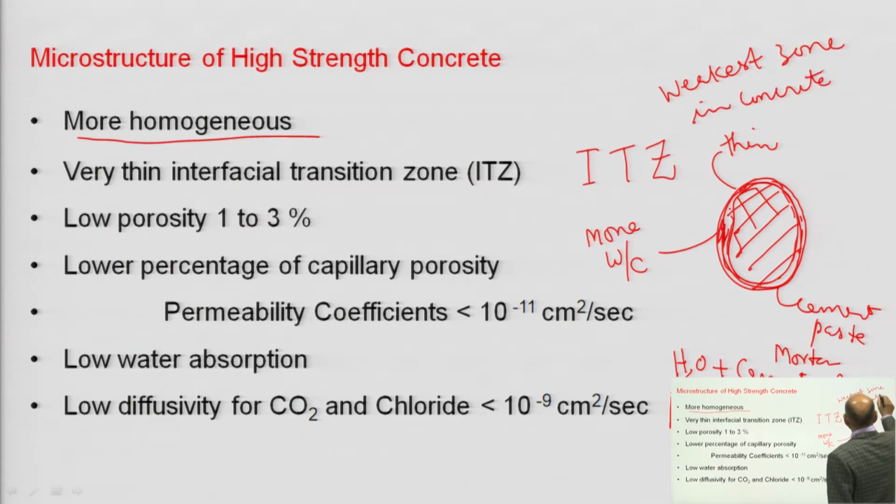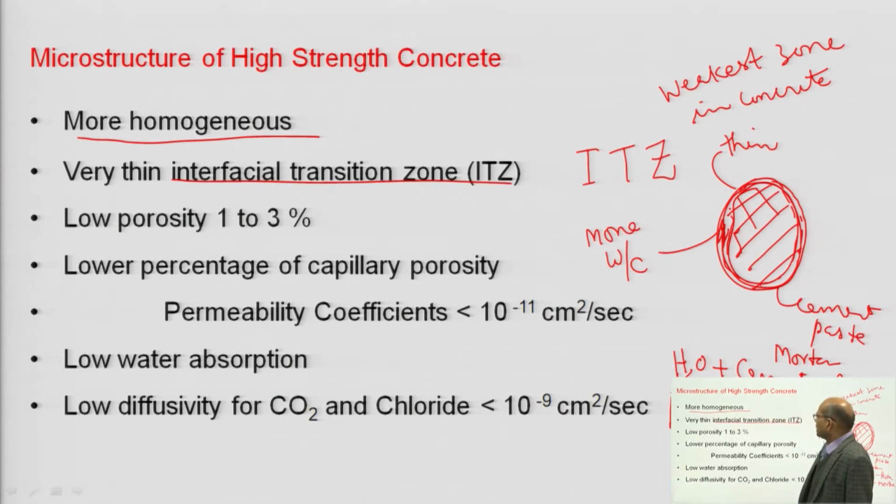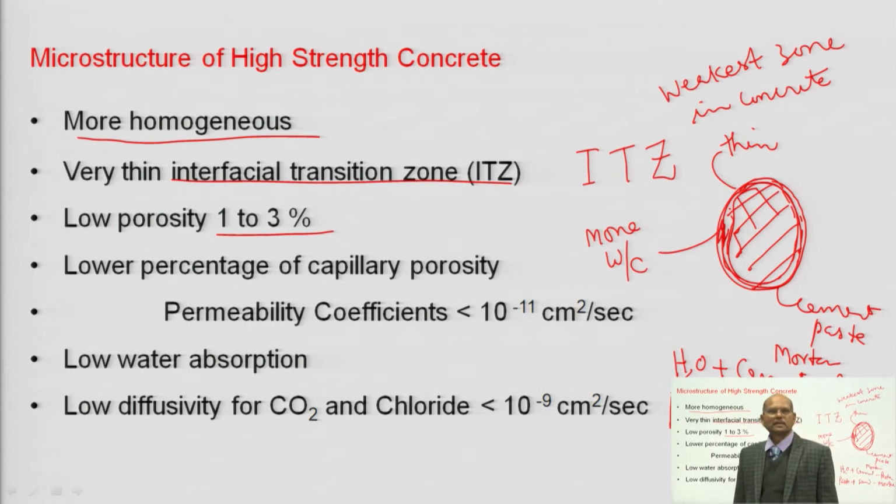So, our purpose is to reduce the interfacial transition zone, so that we can get high strength concrete. So, we should have low porosity, not more than 1 to 3%, a lower percentage of capillary porosity. Generally, the permeability coefficient should be less than 10 to the power minus 11 centimeter square per second.